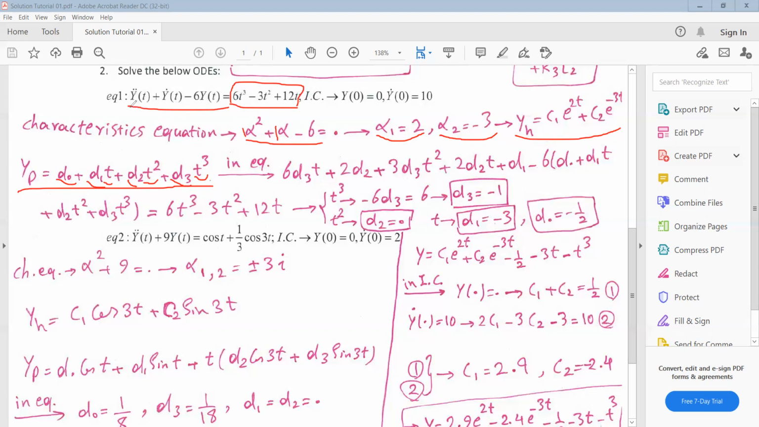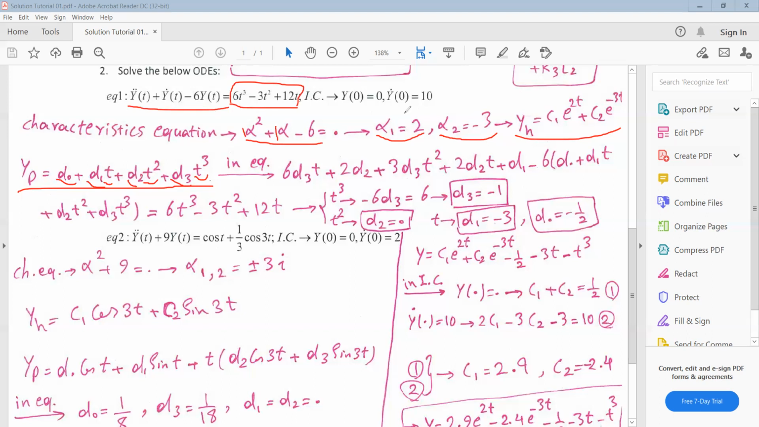For this purpose, we need to find y double dot, y dot, and y, which is this term, and substitute here and simplify and solve this equation to obtain d0 to d3. So for this purpose, we can find these terms.